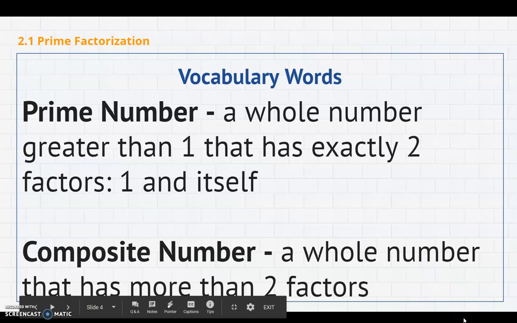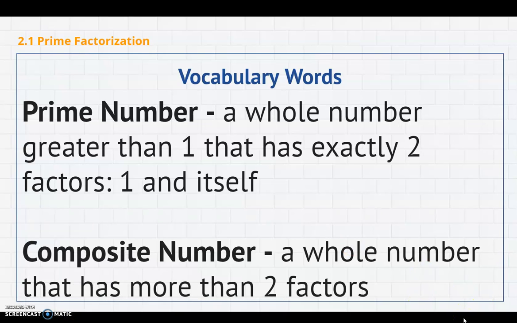So a prime number is just a whole number that is greater than 1 that has exactly 2 factors, 1 and itself. An example of a prime number would be 11. The only factors of 11 are 1 and 11. There are no other whole numbers that we could multiply together to get 11.